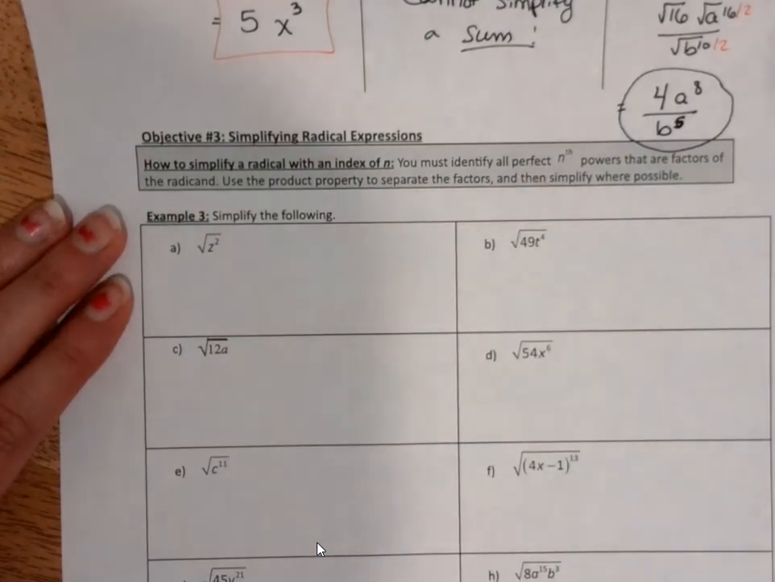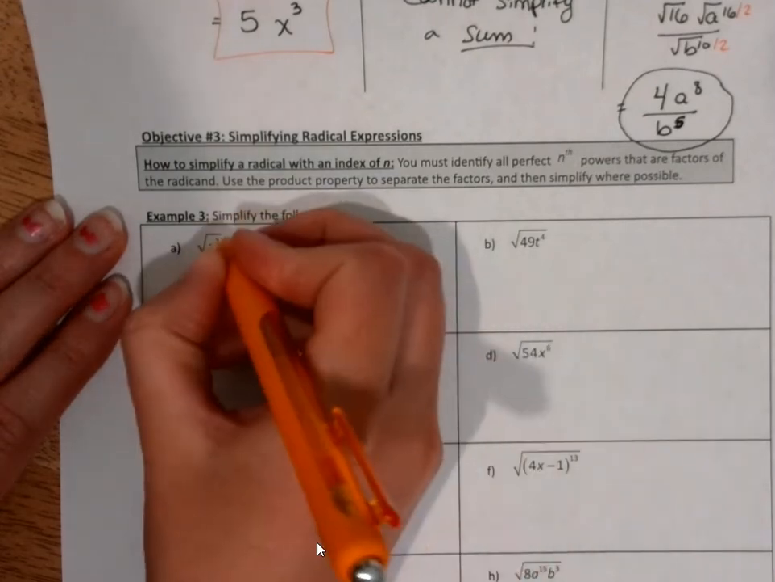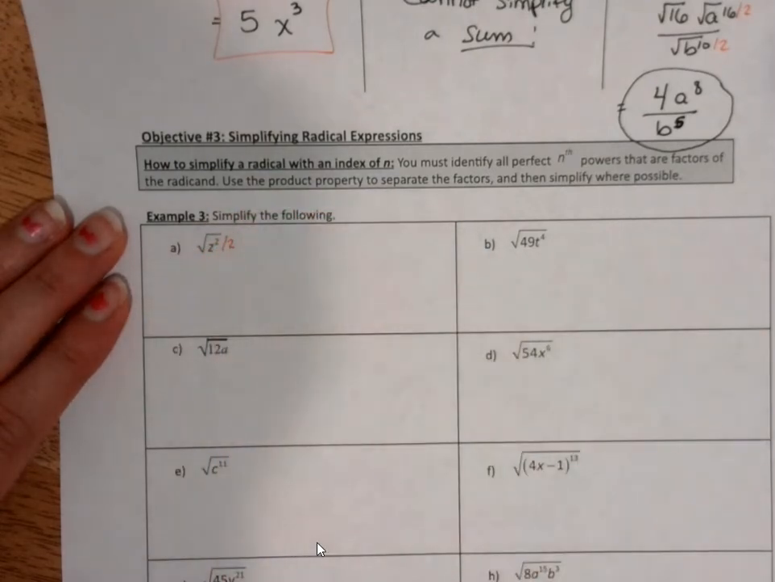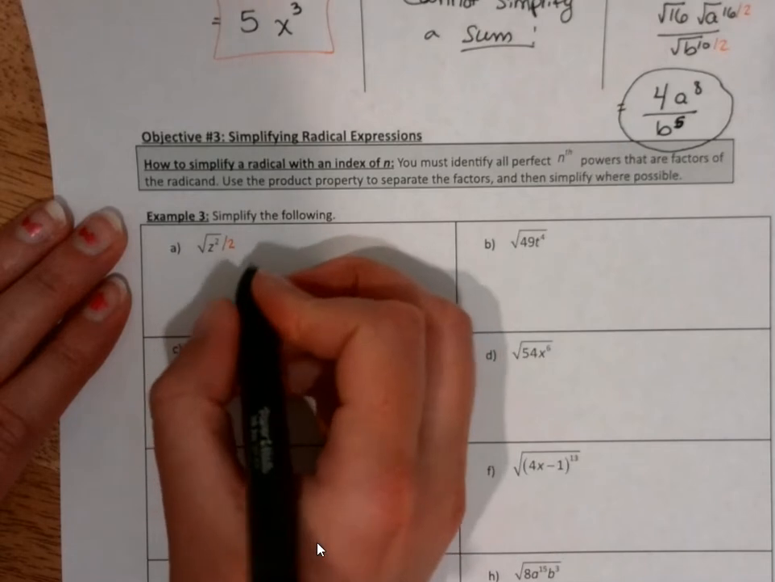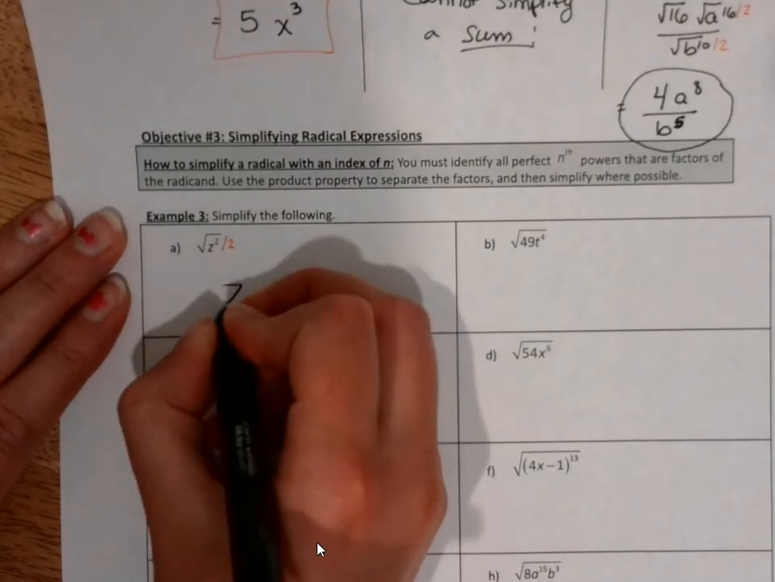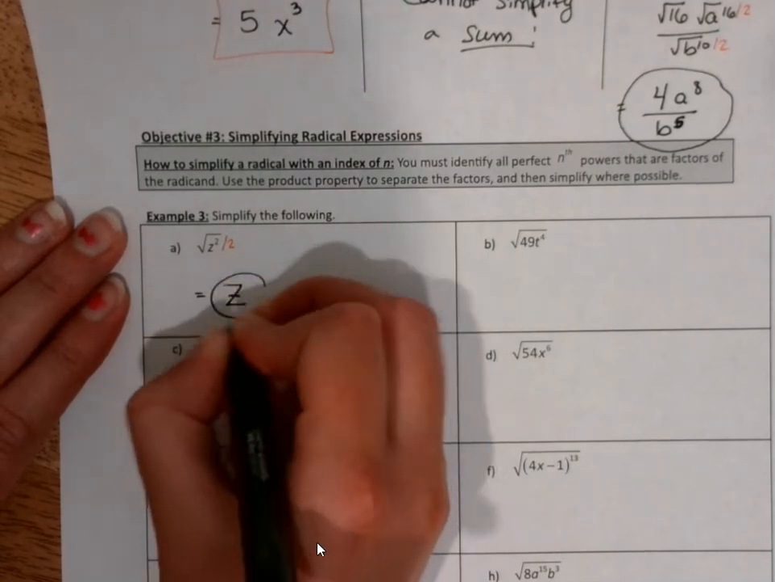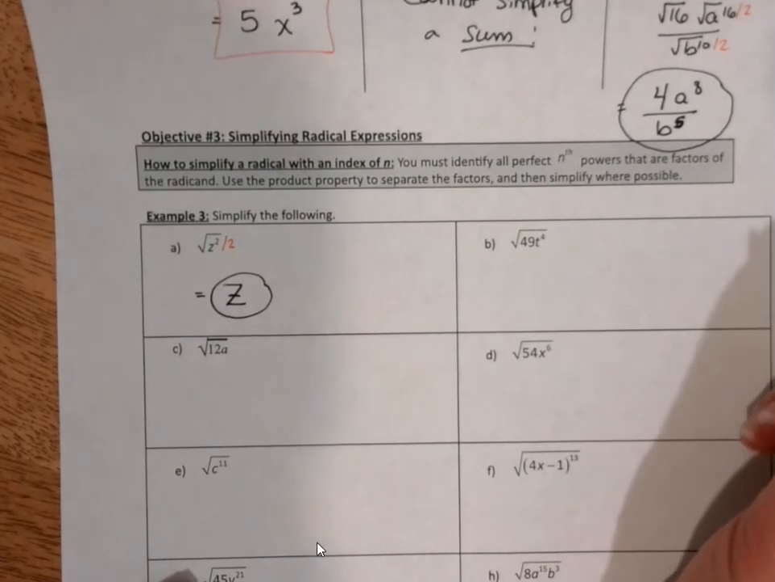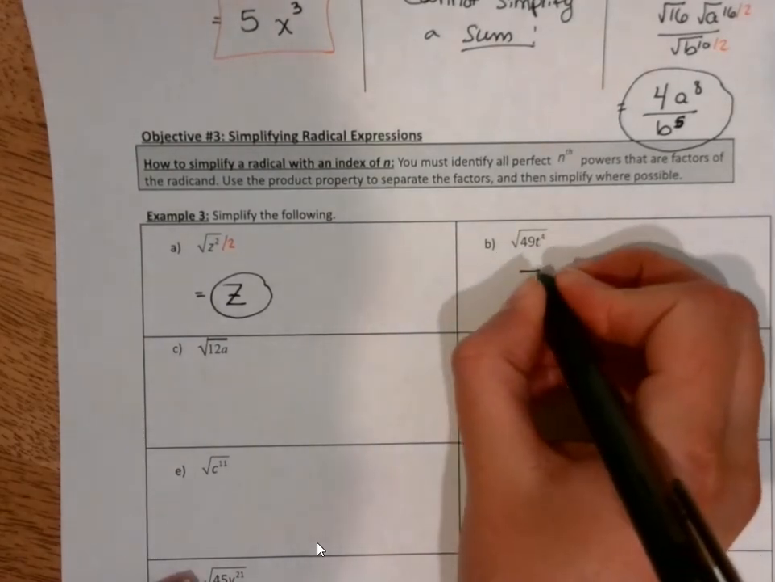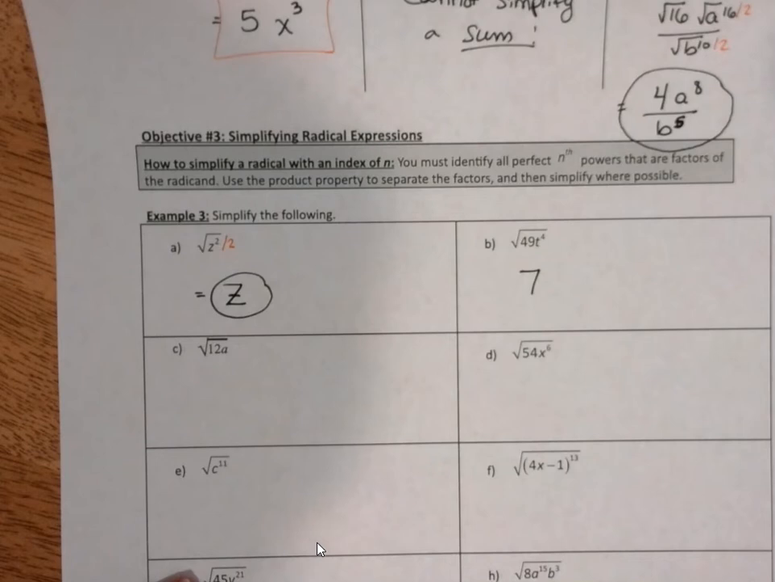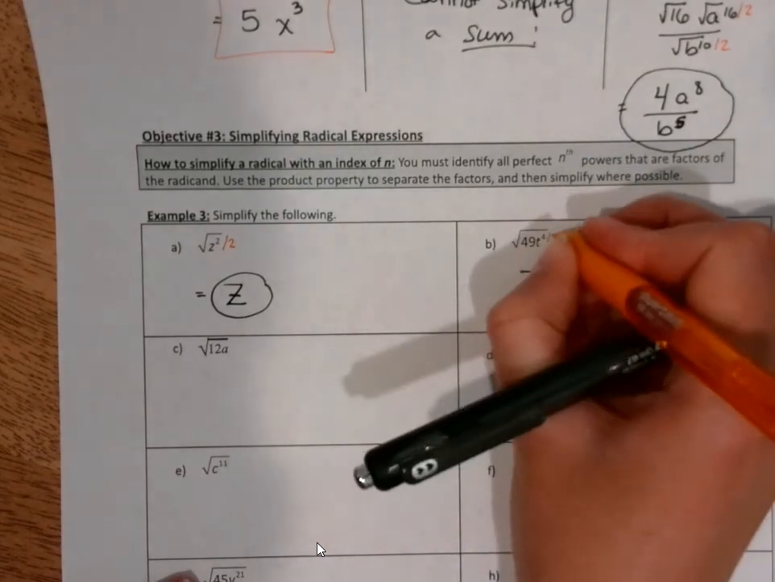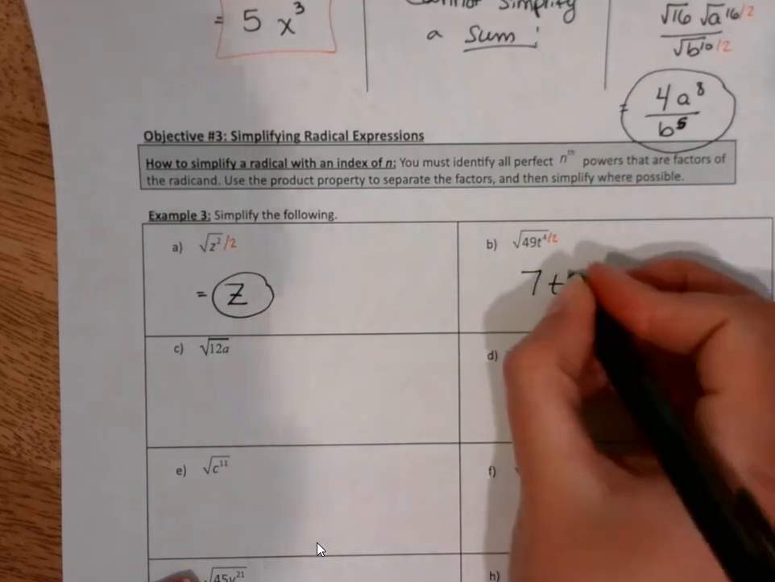So z squared, that one comes out perfectly. I know that if I divide by 2, which is the index, I end up with z to the 2 divided by 2, which is 1, so I end up with z. In 49t to the 4th, the square root of 49 is 7, and t to the 4 divided by 2, which is 2, so I have 7t squared.